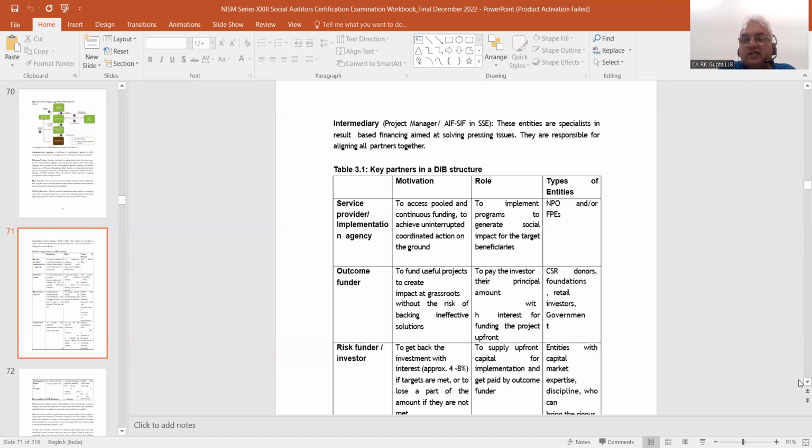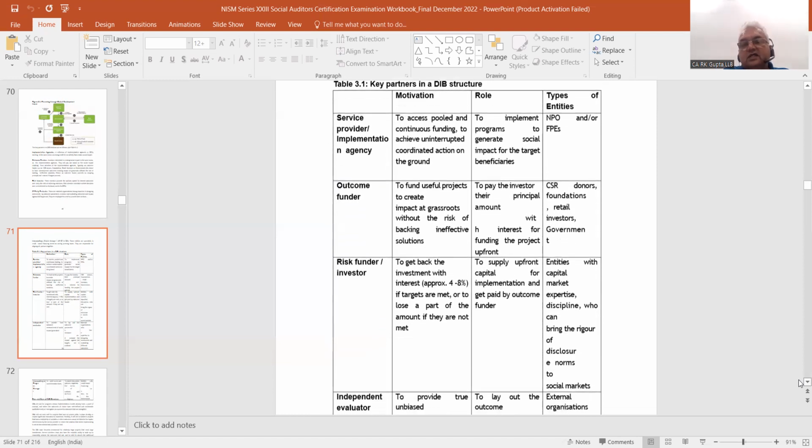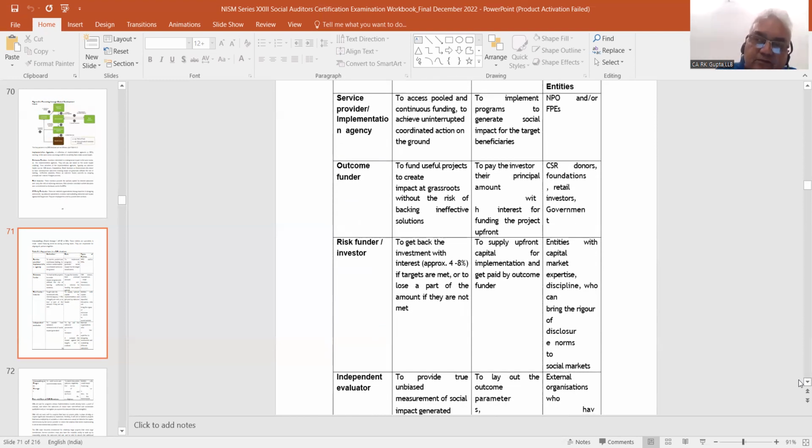And what will be the type of entities? CSR donors could be there, who will put their funds in an escrow account till the outcome is demonstrated. Until then, philanthropic donors might come. Retail investors and government. Risk funder, investor, those who are able to take the risk.